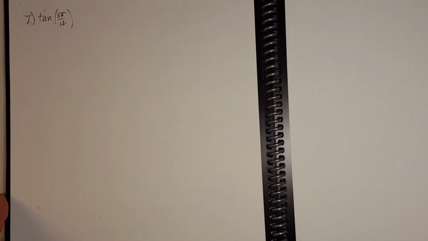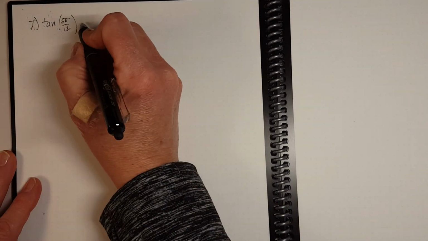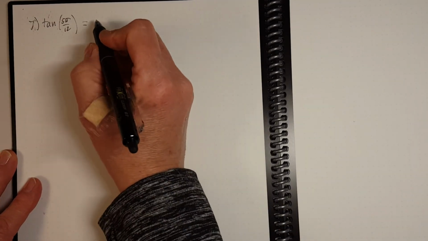Okay, we're going to continue on with section 5.3, some more of the problems. And we're going to start with number 7. So tan of 5 pi over 12. Now, there is a tangent formula, but I prefer, and I think it's a little easier, to just do this as a sine and cosine ratio.